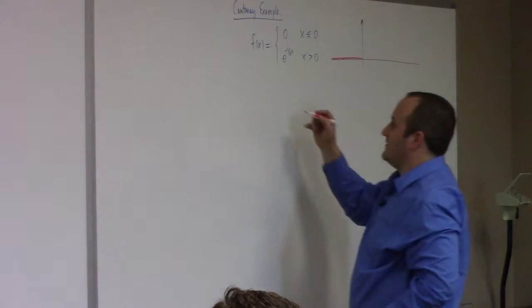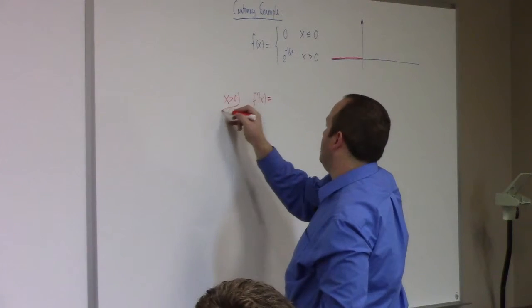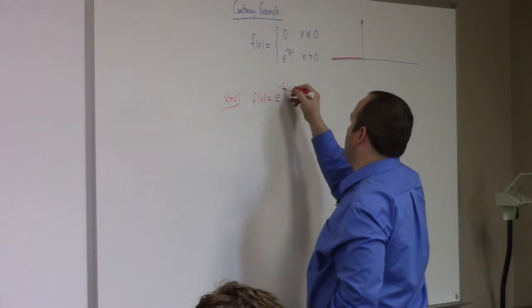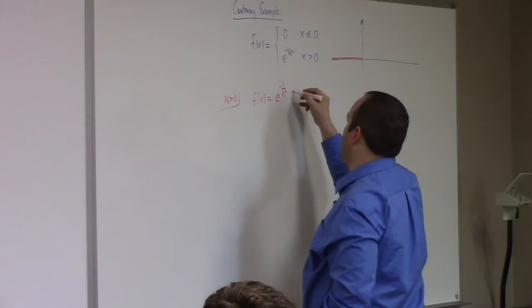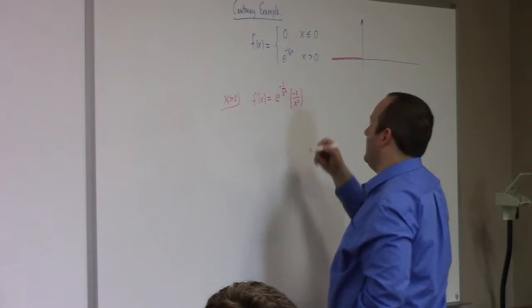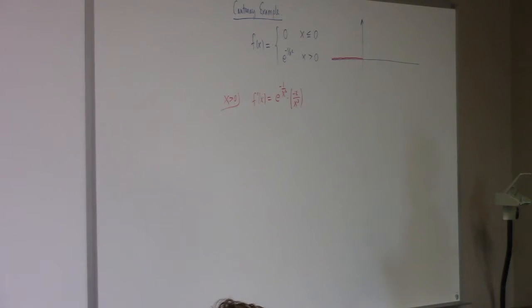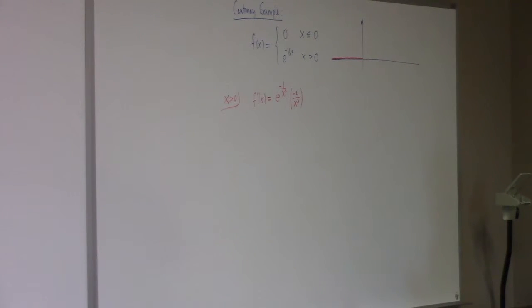So what's f prime of x equal to? Let's suppose x is positive. You can differentiate it, right? You have e to the minus 1 over x squared times what? Chain rule, right? Minus 2 over x cubed. Did I do that right? So it's x to the power minus 2. That's the inside function, so the derivative is minus 2 x to the power minus 3. In other words, minus 2 over x cubed.